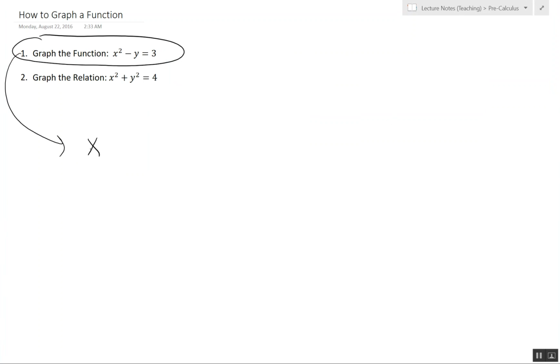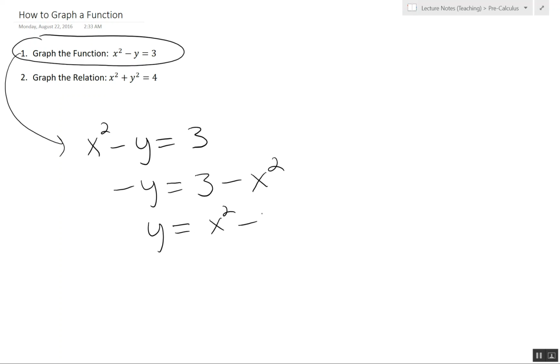So x squared minus y equals 3. I am going to move the x squared to the other side to get minus y equals 3 minus x squared. And multiplying both sides by -1, I get y equals x squared minus 3. So notice that this is going to be my y1 in the calculator, and this is what I need to input.